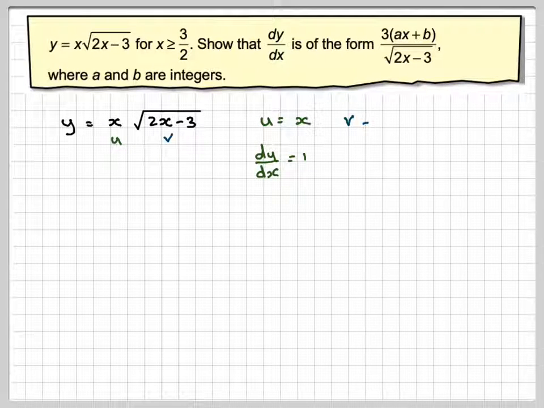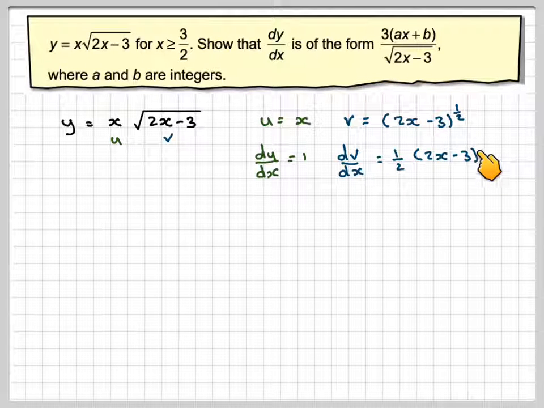Let v be equal to the square root of 2x minus 3, which we can write as 2x minus 3 to the power of a half. And then we now have to differentiate that using the chain rule. So it's going to be a half. Write down the bracket, 2x minus 3, reduce the power by 1, a half take away 1 will make minus a half. Differentiate the bracket to get 2.